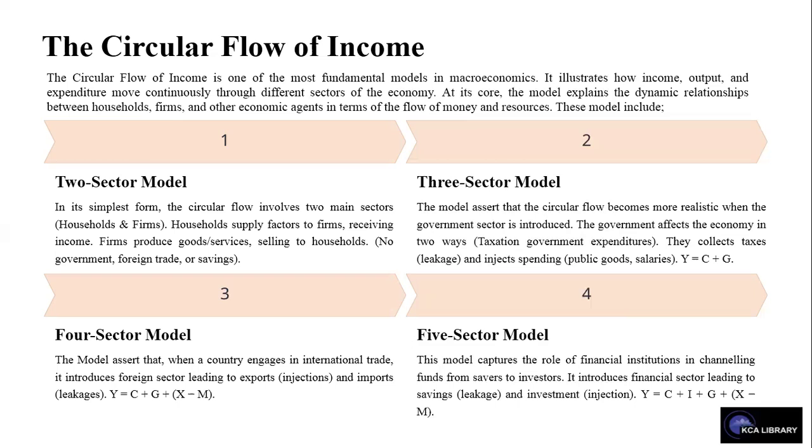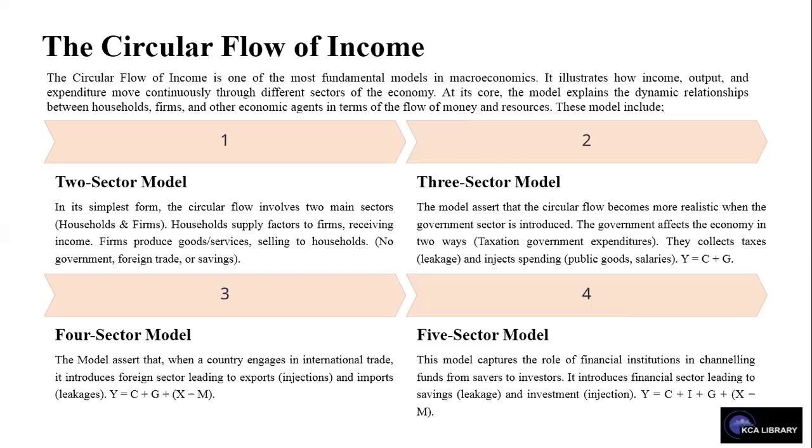And this model can be seen in four forms. The first one is the two-sector model. Under this, it is known as the simplest form, where the circular flow involves two main sectors, which is the household and the firm. The household supplies factors to firm, receiving income. So the firm produces goods and services, selling to household. And in this, there is no government, foreign trade, or savings.